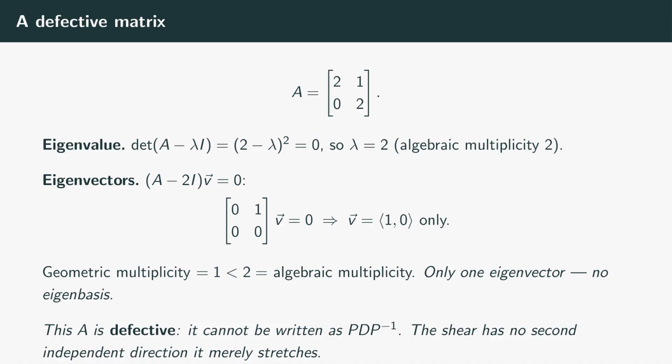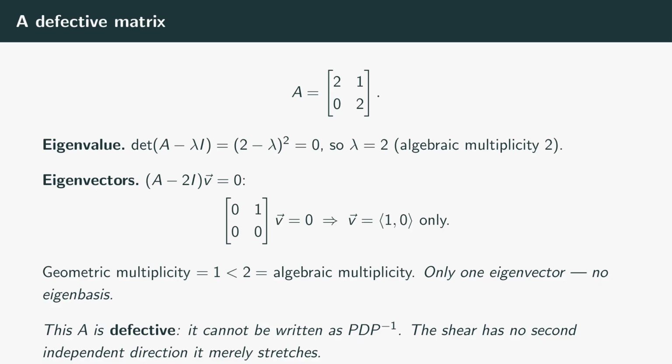Let's see a matrix where diagonalization breaks, so the condition isn't just abstract. Take the 2x2 with rows 2, 1, and 0, 2, an upper triangular shear. Its characteristic polynomial is the quantity 2 minus lambda, squared, so lambda equals 2 is the only eigenvalue, and it appears twice. Its algebraic multiplicity is 2. Now hunt for eigenvectors. Solving A minus 2 times the identity times v equals 0 leaves the system with rows 0, 1, and 0, 0, which forces the second component to be 0. The only eigenvector direction is 1, 0. So the geometric multiplicity, the number of independent eigenvectors, is just 1, while the algebraic multiplicity is 2.